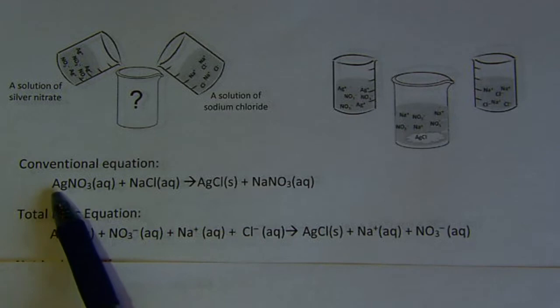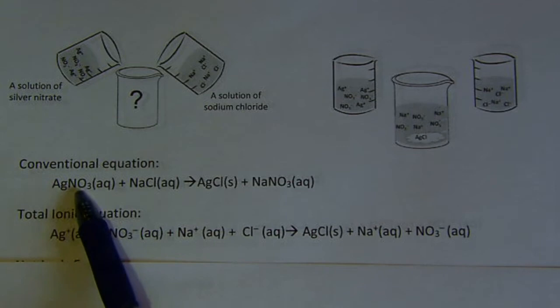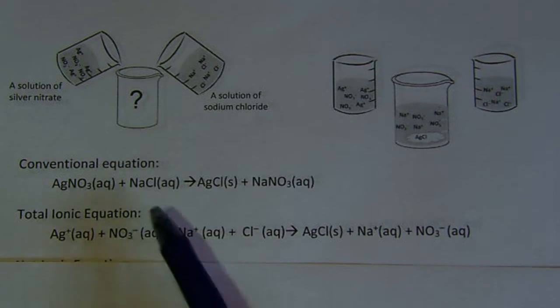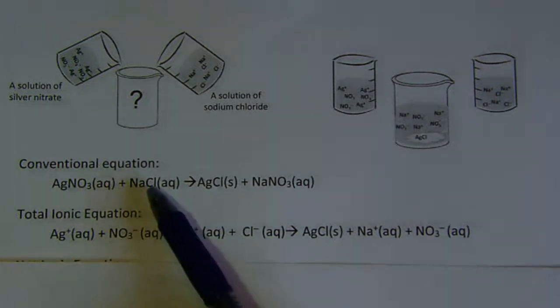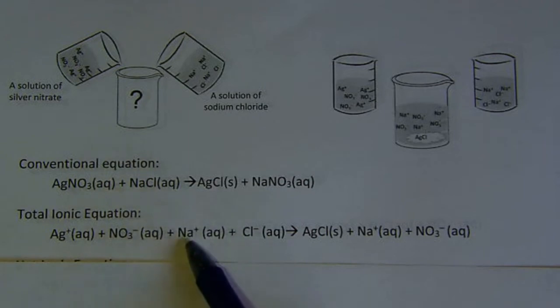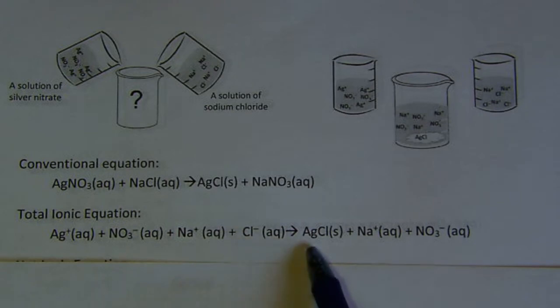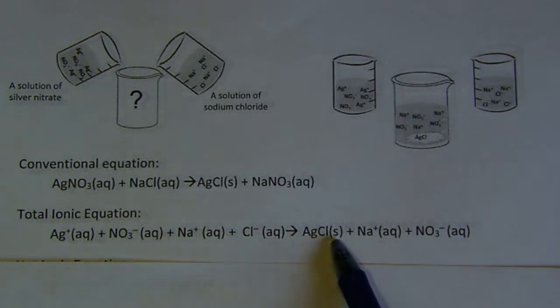If we look closer, one formula unit of silver nitrate breaks apart into 1 part silver and 1 part nitrate. So we have 1 silver here and 1 nitrate here. Sodium chloride is made up of 1 part sodium and 1 part chloride. So we have 1 sodium and 1 chloride. On the other side, looking at this beaker, our silver chloride we're going to leave alone. We're going to leave it together as a solid, because that's how it's existing. We have our silver chloride that's paired together as a solid.